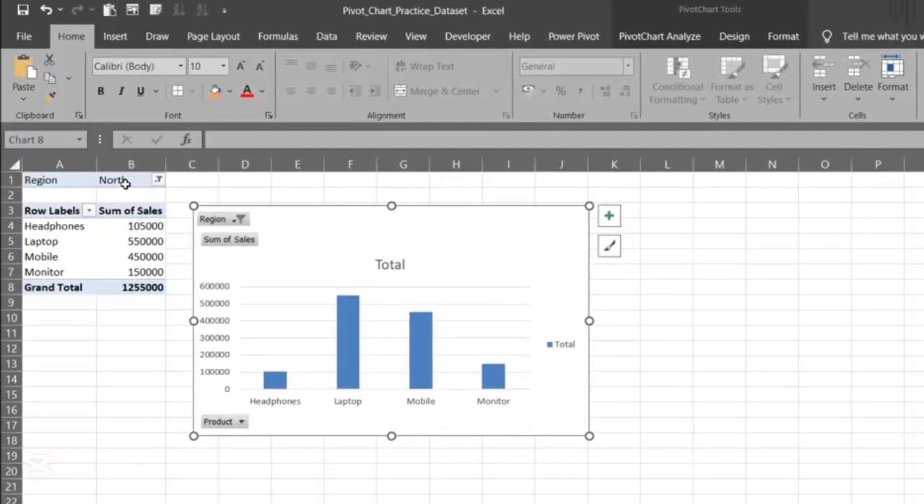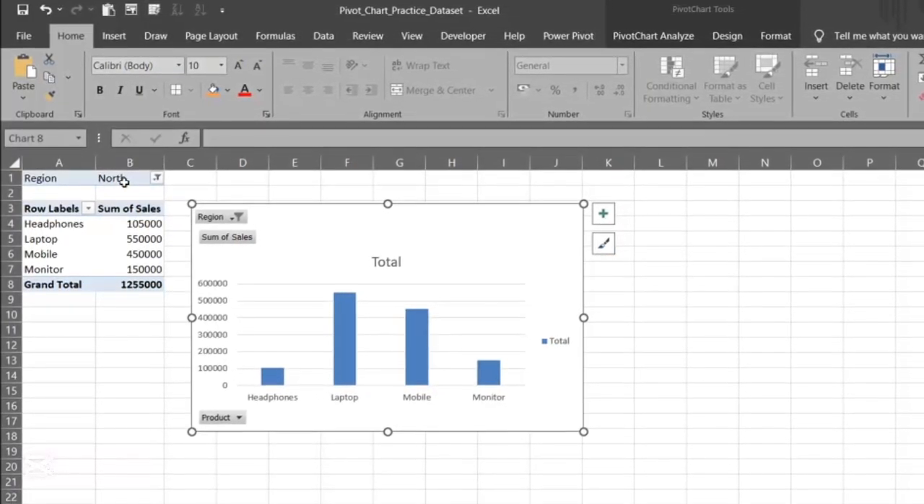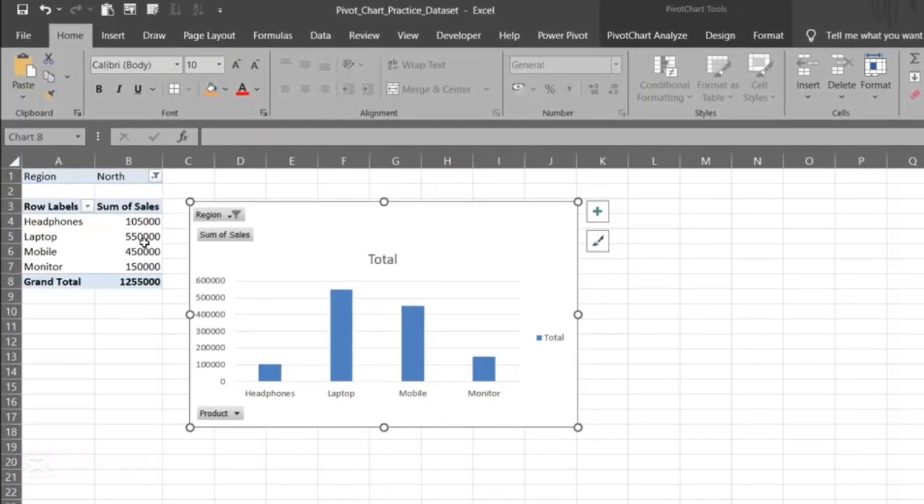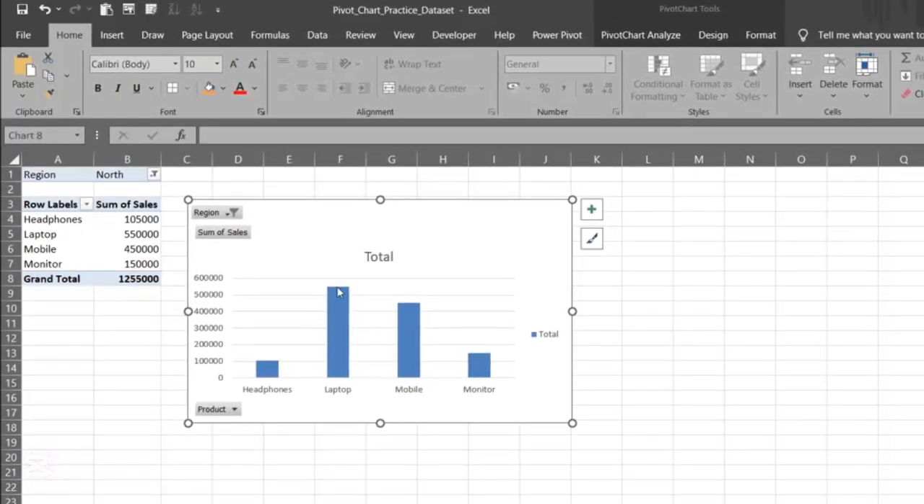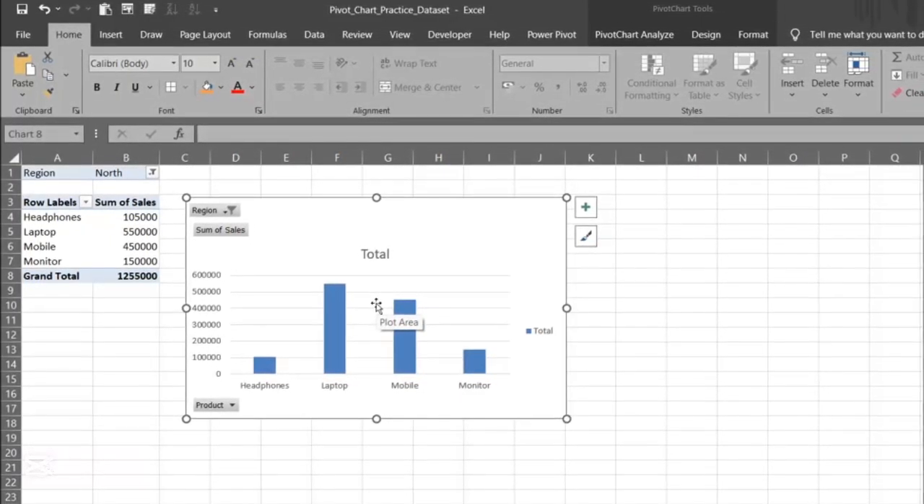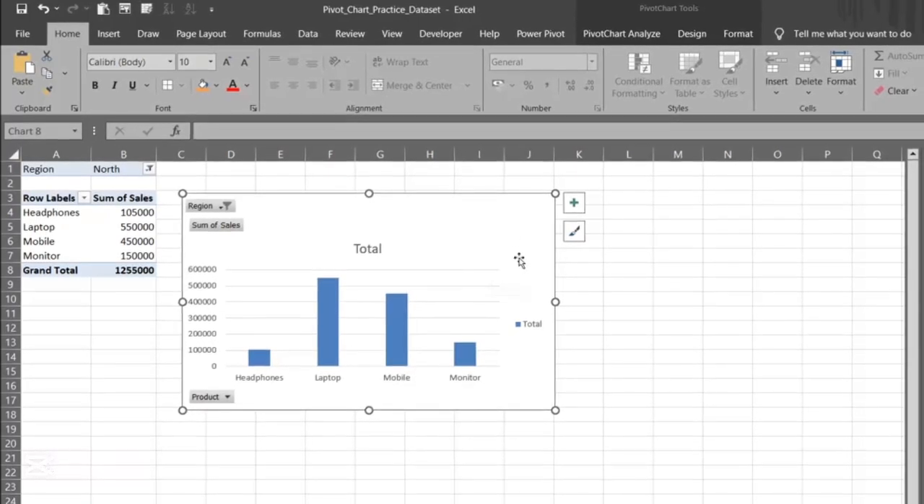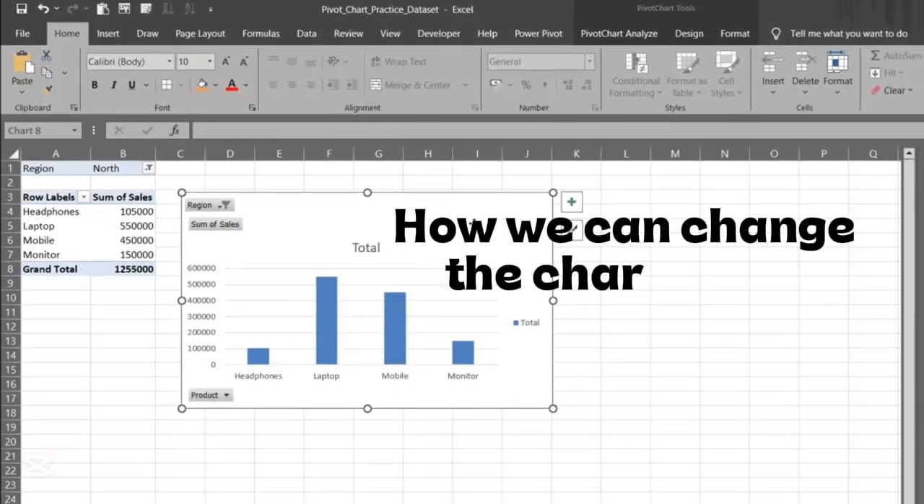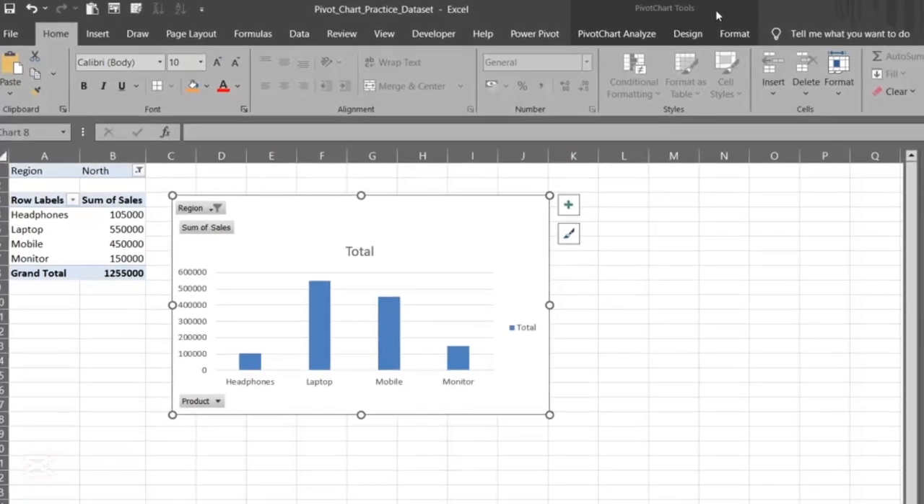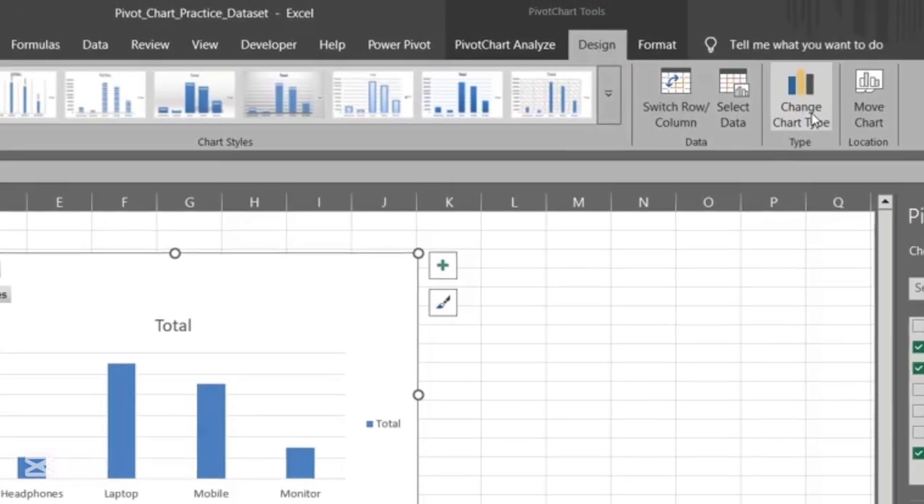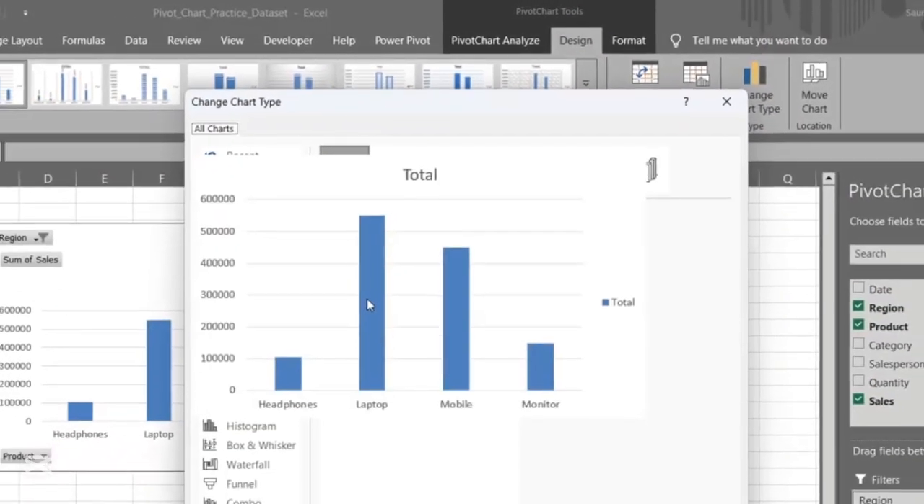So this way the pivot chart instantly reflects the changes made in the pivot table, and this is what makes the pivot chart extremely useful for reporting and analysis. Now let's see how we can change the chart type. Click on the chart and go to Design, and there is Change Chart Type.